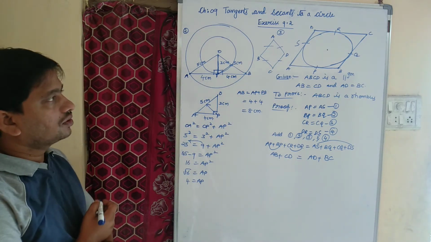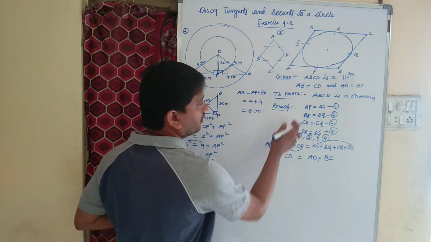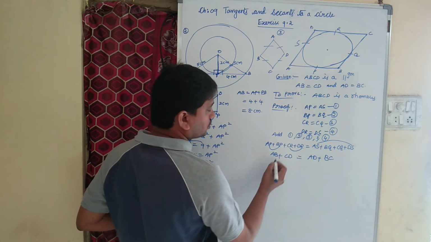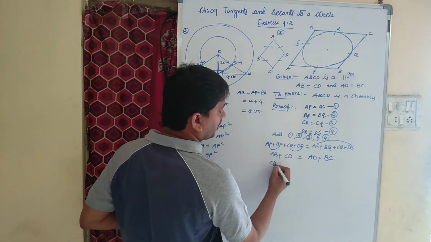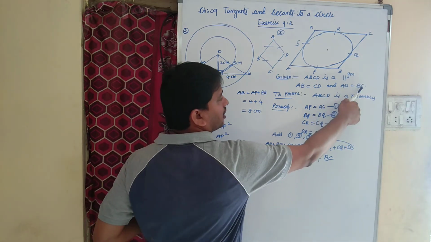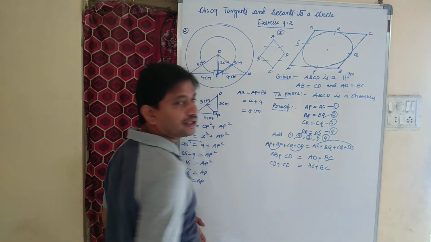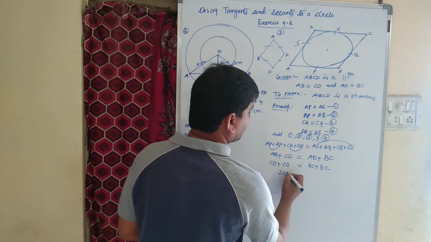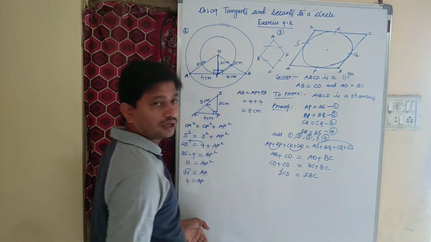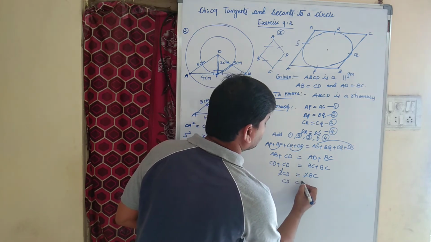Right? So what is AB? Already we know that from the property of a parallelogram, AB equals CD. So in place of AB I can write CD. Also we know that AD equals BC. In place of AD let us write BC. So CD plus CD implies 2CD, and BC plus BC implies 2BC. I can cancel 2, 2. So what I got? I got CD equals BC.